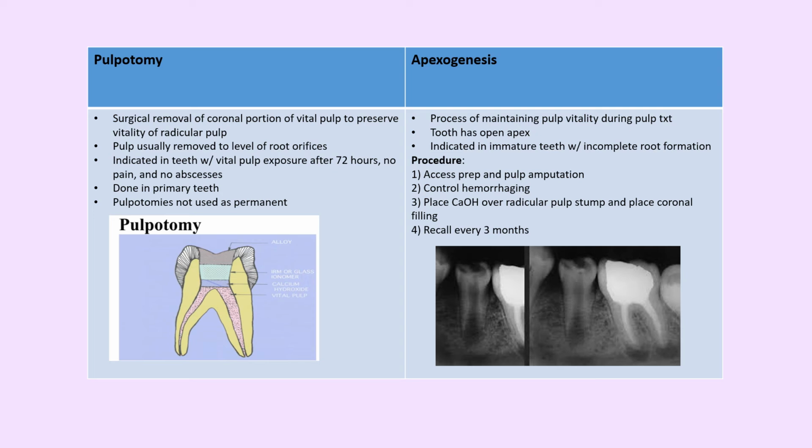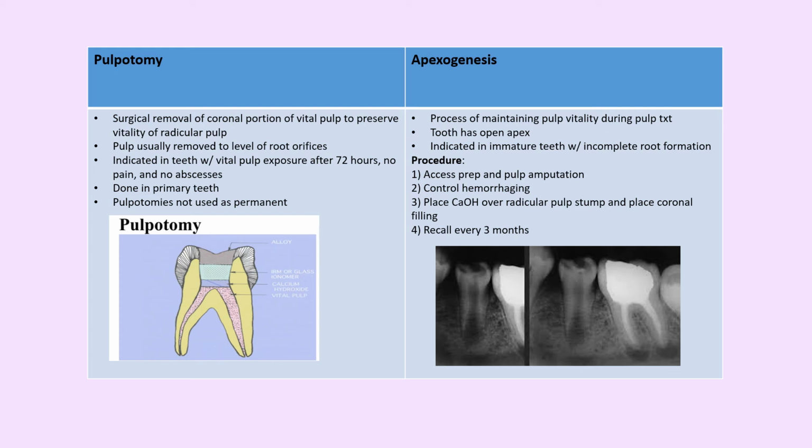Now, apexogenesis and apexification are the other two procedures. Apexogenesis is done on a vital, immature permanent tooth, where you are going to do the pulpotomy first, and then you are going to put the calcium hydroxide on the pulp stump. So you are preventing the tooth from becoming non-vital. At the same time, you're giving the tooth time to close its apex.